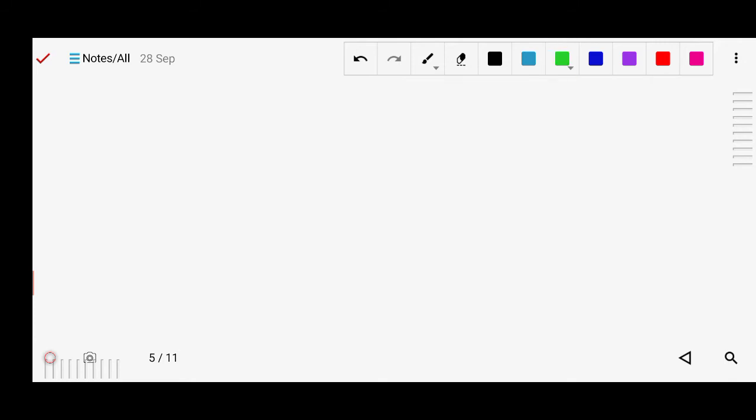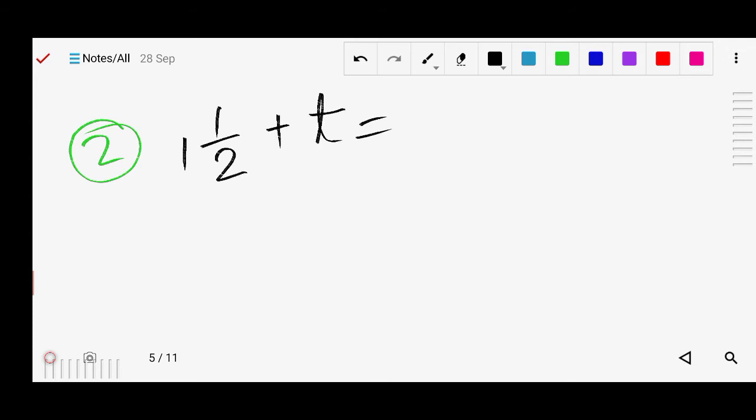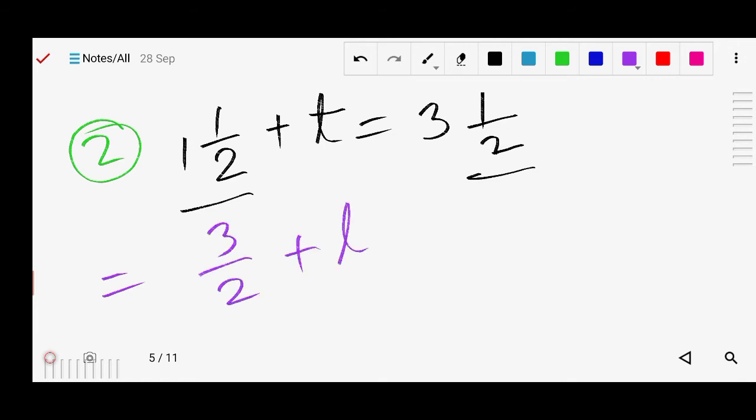Question number 2. Okay, this is 1 and 1/2 plus t equals 3 and 1/2. So what you have to do first is simplify it. Some mixed fractions are here, so you have to change them to improper fractions. So now 1 and 1/2 is (1 × 2 + 1)/2, which is 3/2. Here t equals (3 × 2 + 1)/2, which is 7/2.